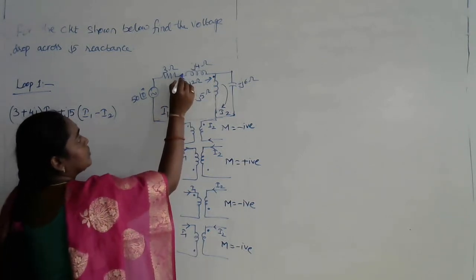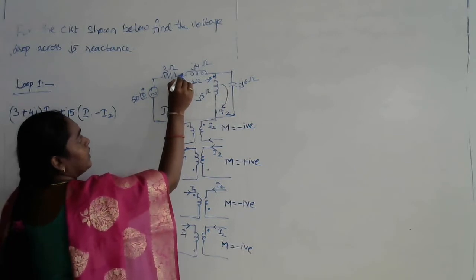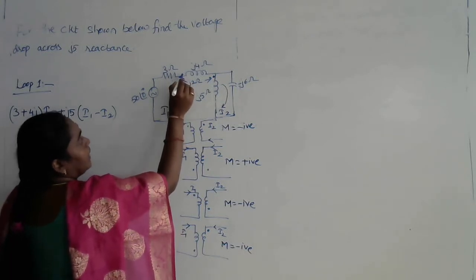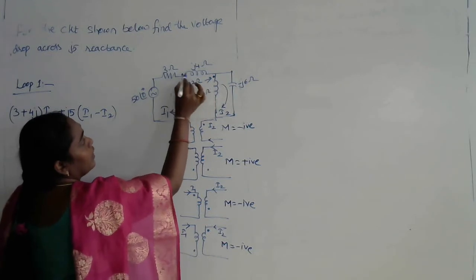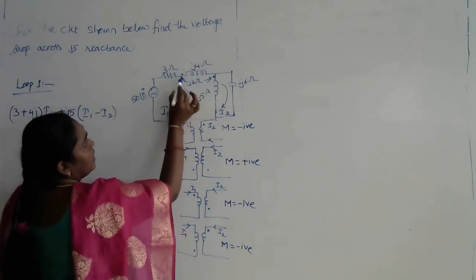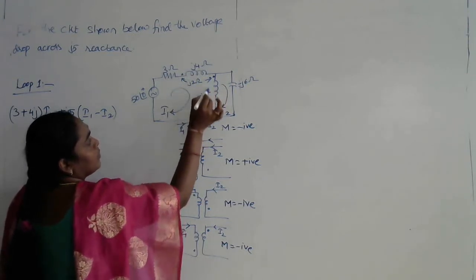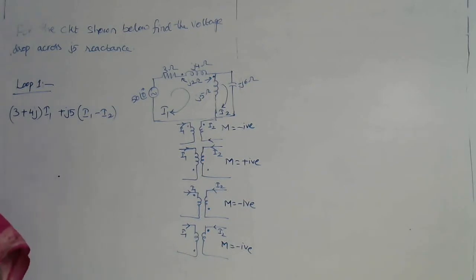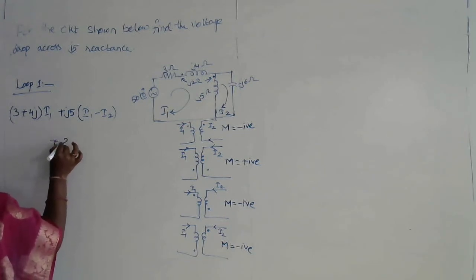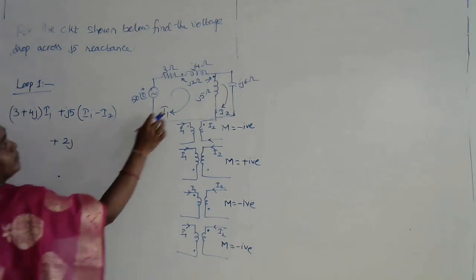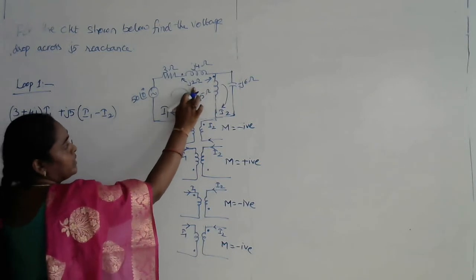Here, whenever I am writing the mutual inductance for this dot, I need to see how the current is flowing in both the dots. Here the current is flowing from coil to dot. Here also the I1 current is flowing from coil to dot. Both the currents are flowing in the same direction, so the mutual inductance is plus 2j.